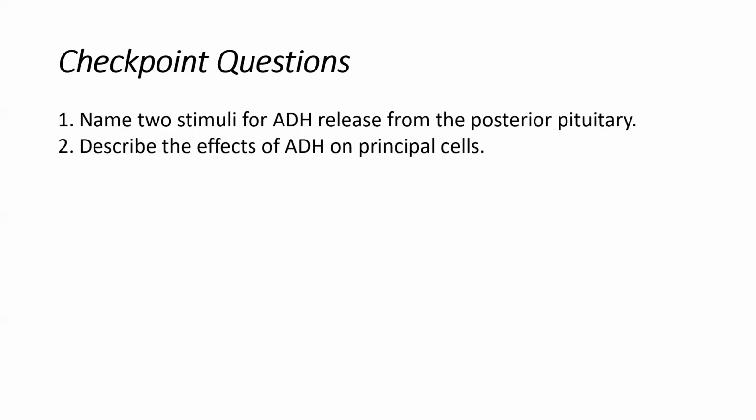The second question, describe the effects of ADH on principal cells. So again, similar kind of theme here. ADH is going to bind to that receptor on the basolateral surface, bring about the whole second messenger cascade, and insert more aquaporin 2 channels in the apical surface. And that's going to facilitate more water being reabsorbed in the principal cells and into the plasma.